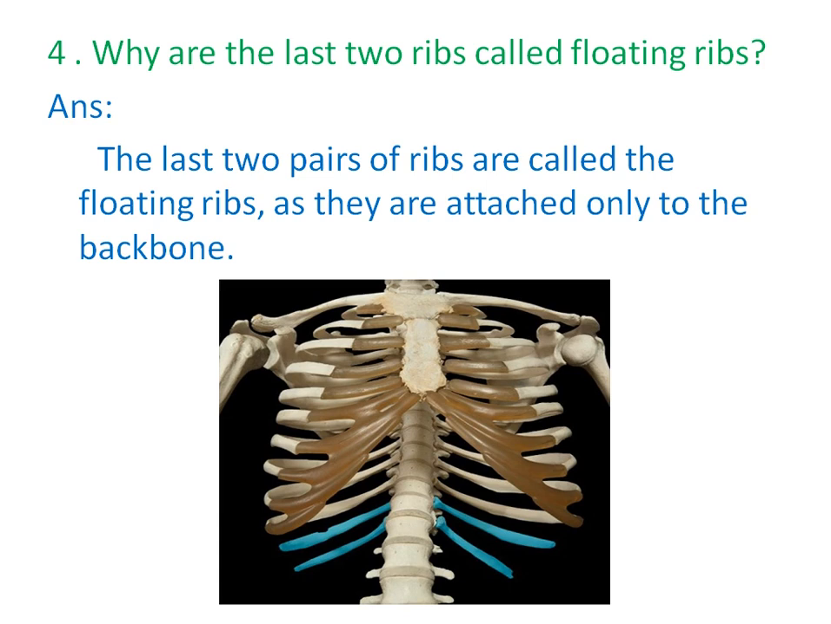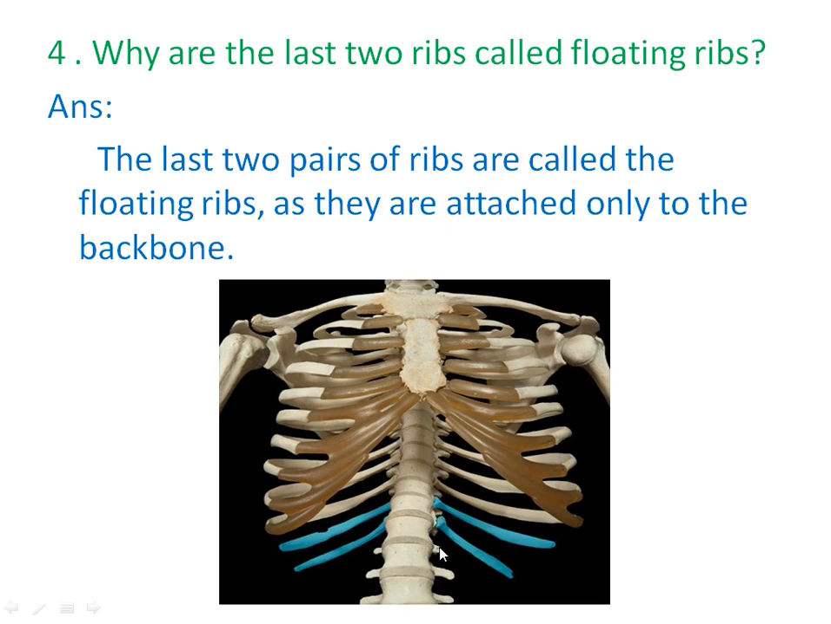The ribs are attached to the sternum in the front. See here, this is the front and this is the back. These are the ribs. These ribs are attached in the front to the sternum and to the backbone. This is the backbone at the back.